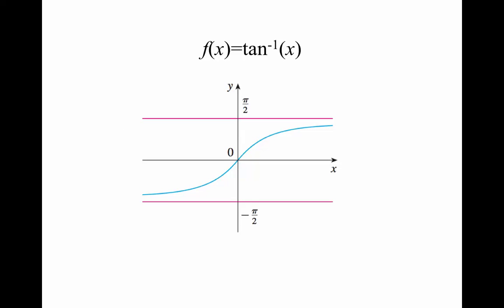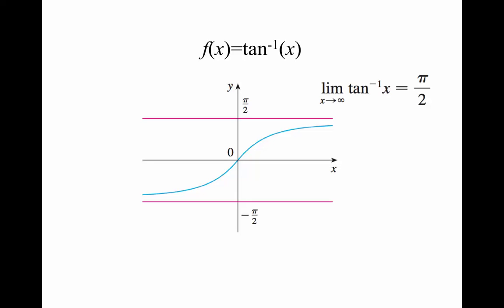Consider the function f of x equals the inverse tangent of x. This function can also be called the arctangent of x. So this function looks like a very elongated S, and this function is interesting because it actually has two different horizontal asymptotes. Consider the behavior of the graph as x gets very, very large to the right. The function in blue is getting closer and closer to height pi over 2. So the limit as x approaches infinity of the inverse tangent of x will equal pi over 2.